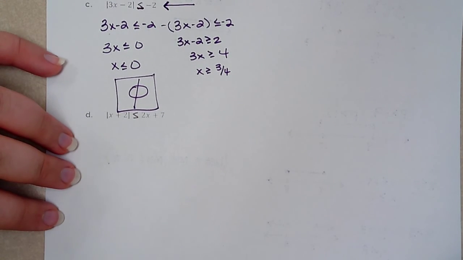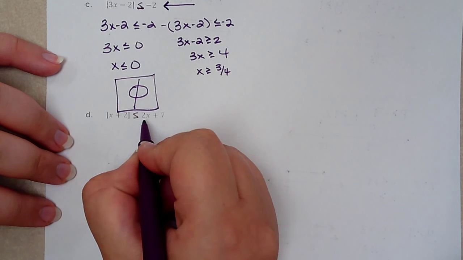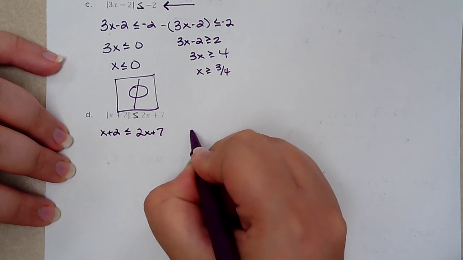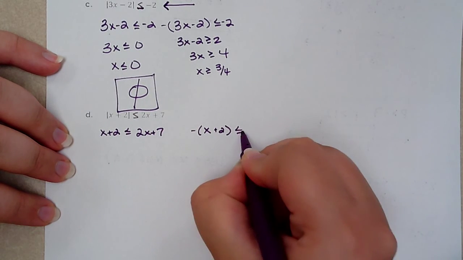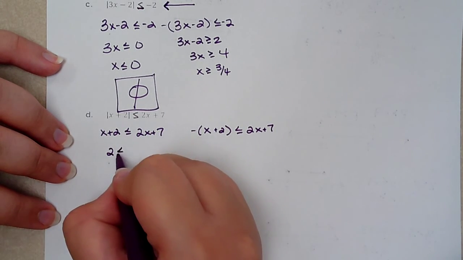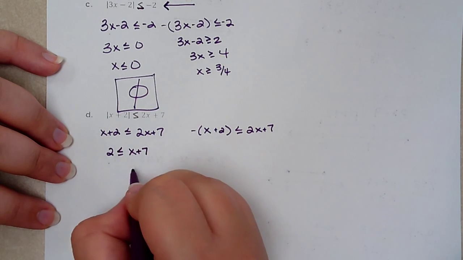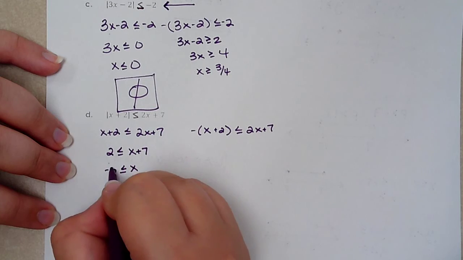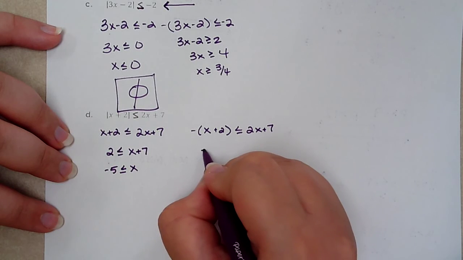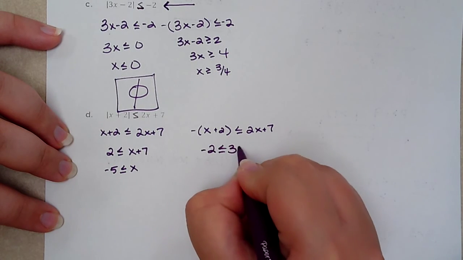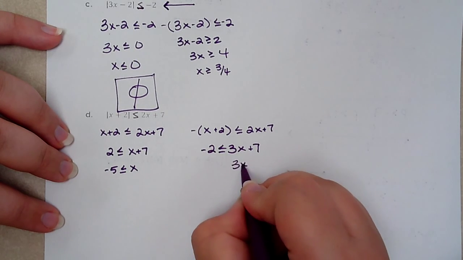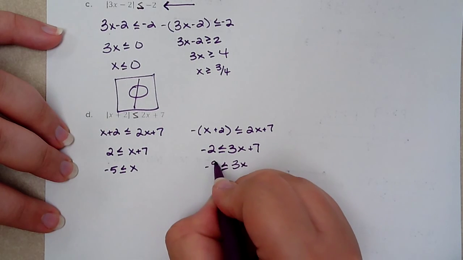Last one. This one is already isolated, so we're just going to go ahead and say x plus 2 could be less than or equal to x plus 7, and then the negative version, 2x plus 7. Solve it. I'm going to move the x over to the other side, 7 back, so x is greater than or equal to negative 5. Over here, distribute, and then move over, so I'm going to go ahead and do 2 steps in one. 3x plus 7. I get 3x is greater than or equal to negative 9.